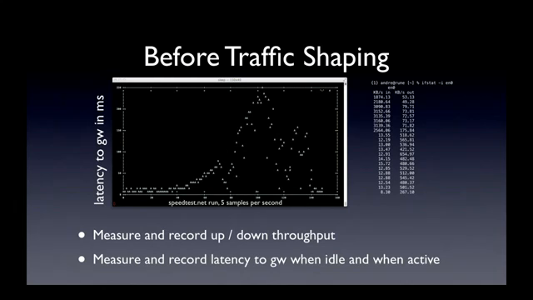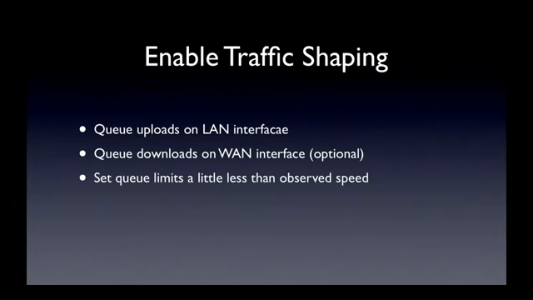So this gives you the baseline. Then you enable traffic shaping, and I'll give you some demos of walking through the wizard to do this. But basically, you're going to want to queue uploads on your LAN interface, since that's the interface before the congestion part. Basically, that's where the congestion would occur. And then queue downloads on your WAN interface if you want to.